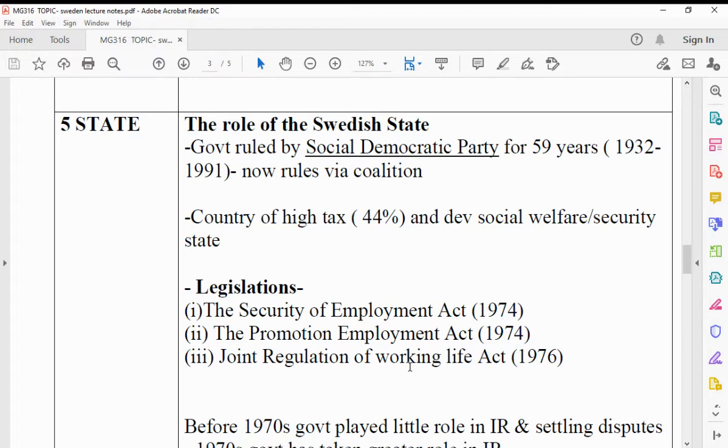Next is the government or the state. Just like in other countries, there are these three arms of the government. We have the executive arm, the legislative arm, and the judiciary arm. So let's look at the government in depth. So the government was ruled by the Social Democratic Party for 59 years. That's from 1932 to 1991, and now rules via coalition. And the current PM of Sweden is Stefan Löfven, and he is also the leader of the Social Democratic Party.